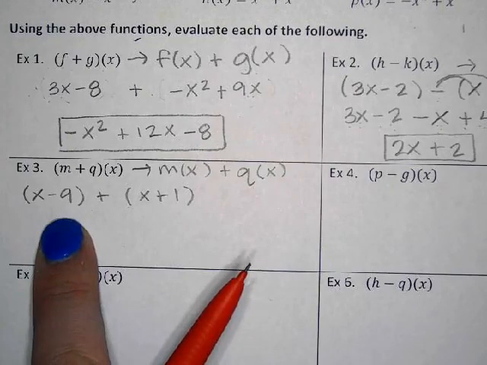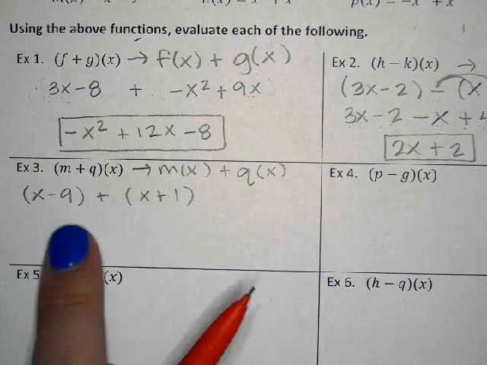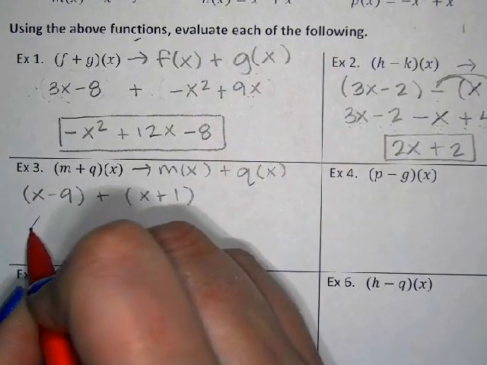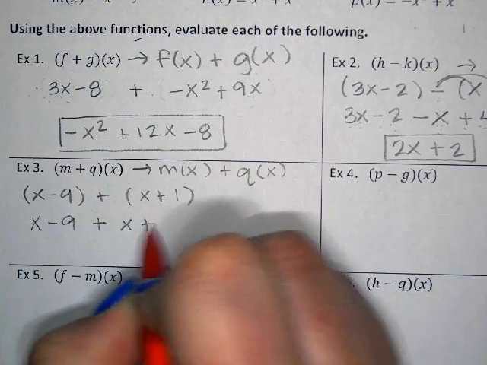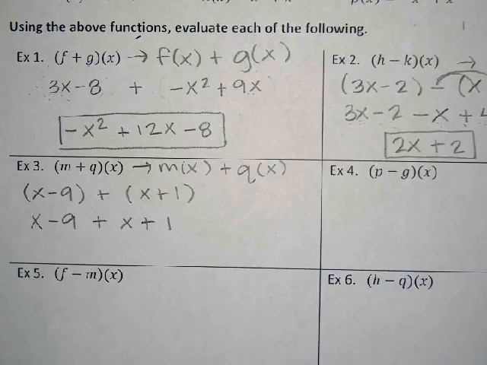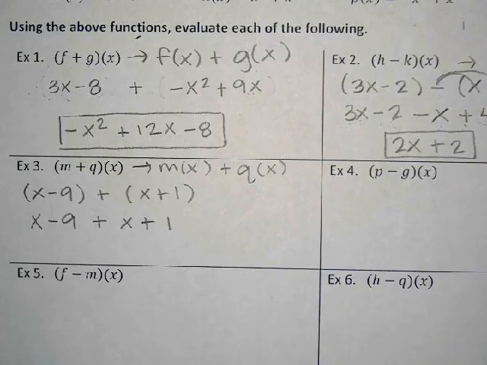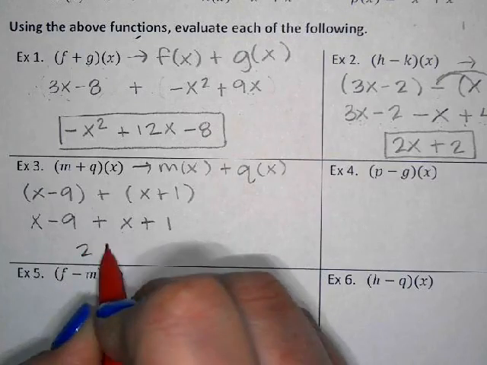And then do we really need the parentheses around this one? We don't really need the parentheses. So we've got x minus 9 and x plus 1. And if we combine our like terms, not x squared, if you multiplied them, you'd get x squared. We get 2x. x plus x is 2x. Negative 9 and positive 1 is negative 8.